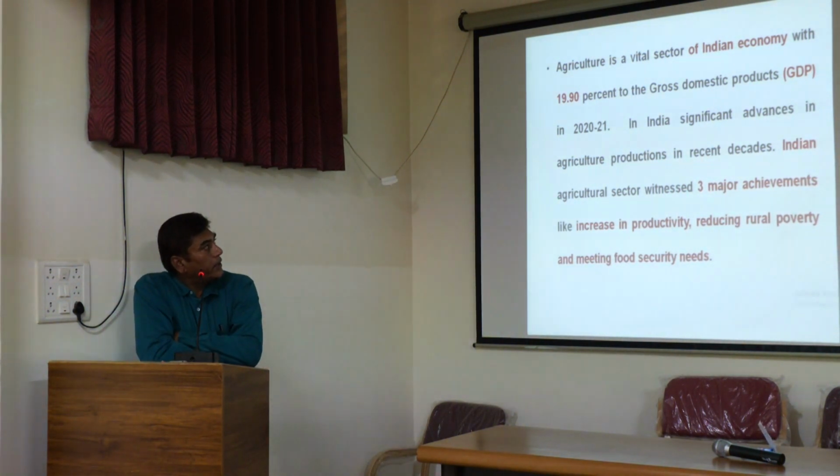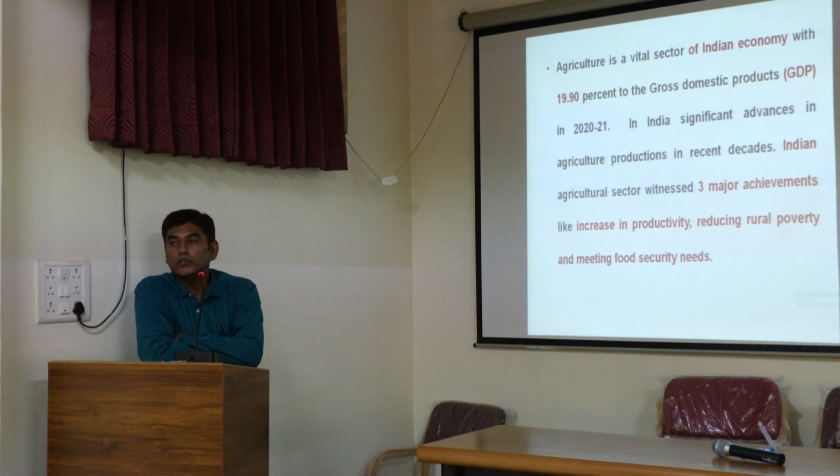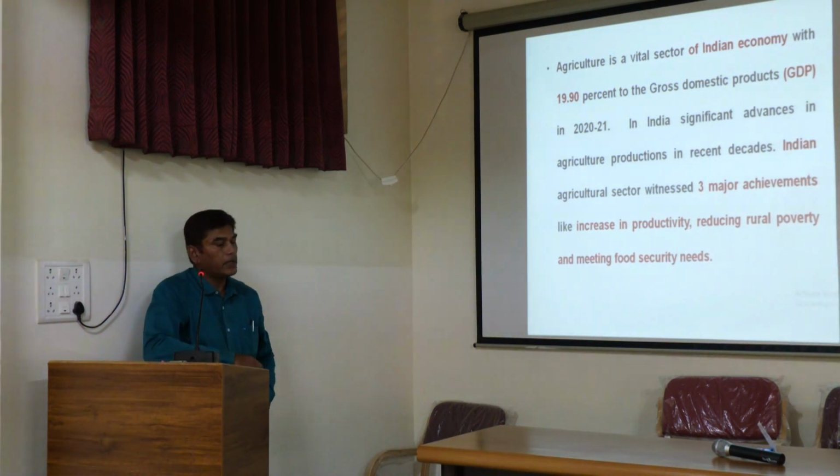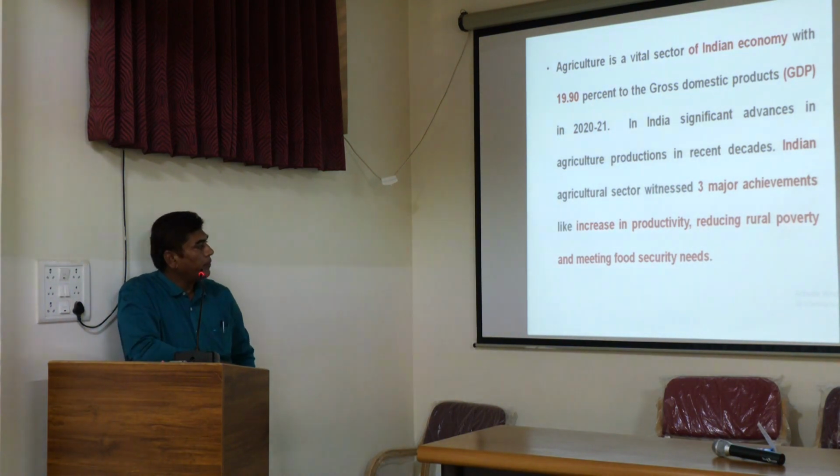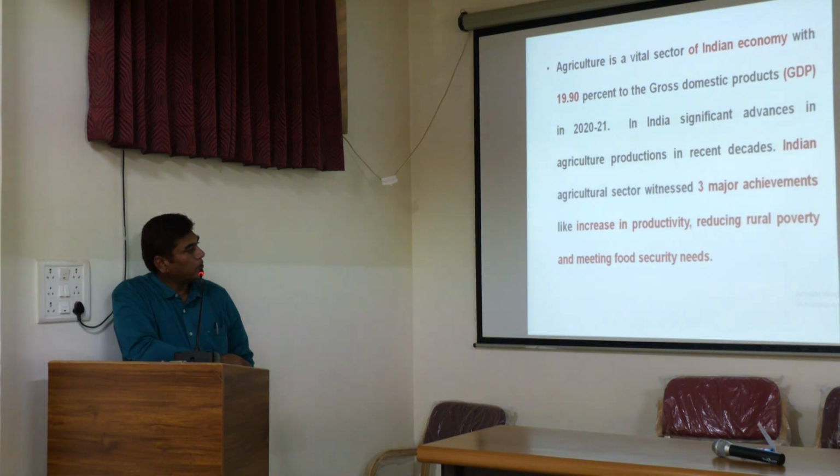As you know, Indian economy or agriculture contributes 19.90 percent of GDP. And also our advanced agriculture has 3 major achievements: increase in productivity, reducing rural poverty, and meeting food security. After the Green Revolution, productivity and poverty somewhat reduced, and also food security needs we have met.